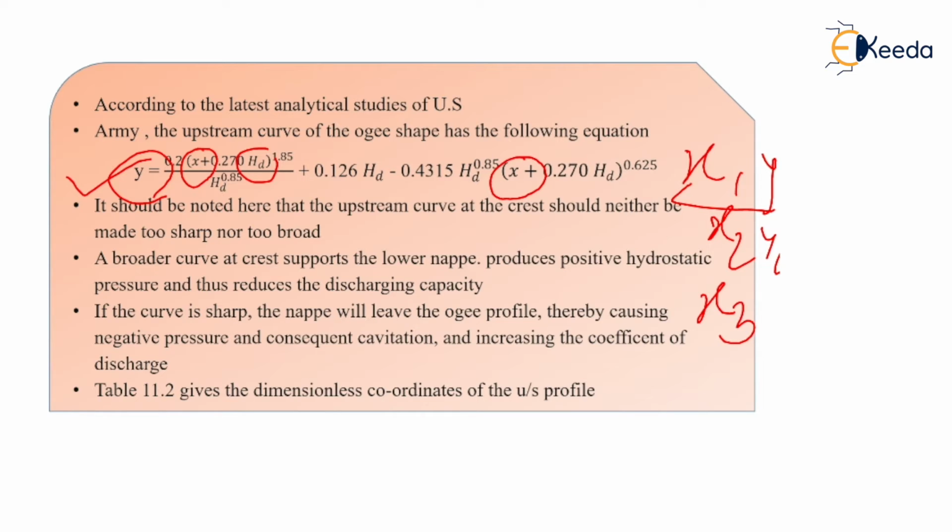See, it should be noted that the upstream curve at the crest should be neither too sharp nor too hard. A broader curve at the crest supports the lower nappe, produces positive hydrostatic pressure, and thus reduces the discharging capacity. If the curve is very sharp, the nappe will leave the Ogee profile, causing negative pressure, and consequent cavitation will be formed, and it increases the coefficient of discharge.